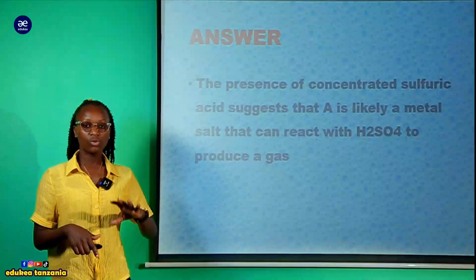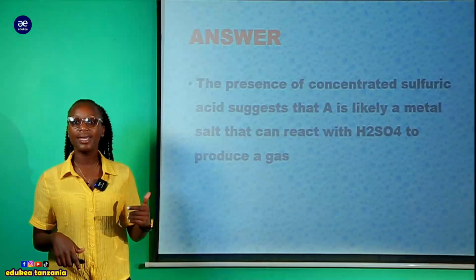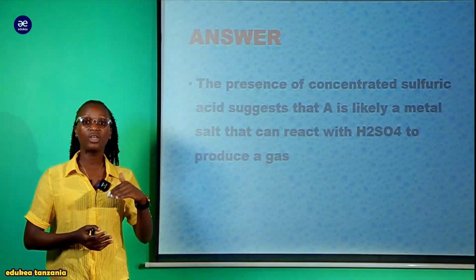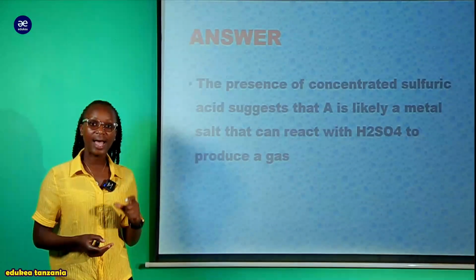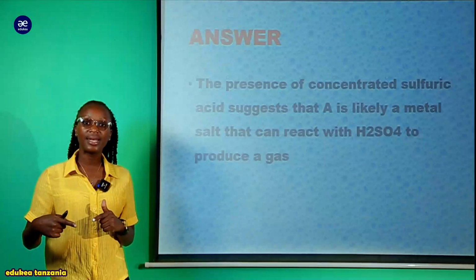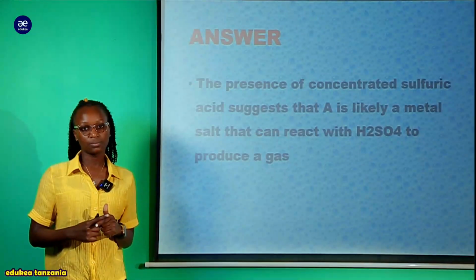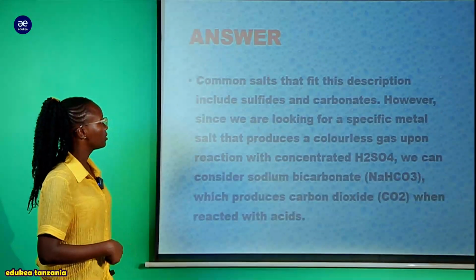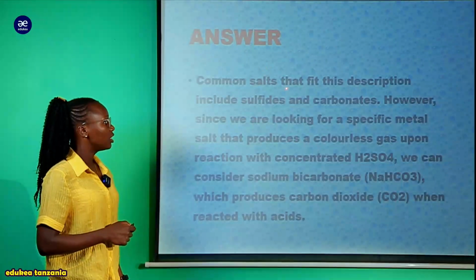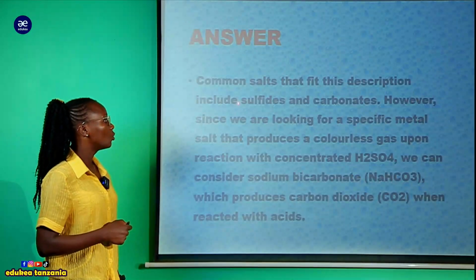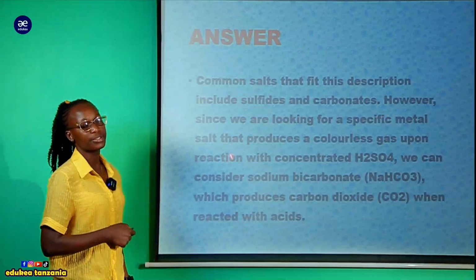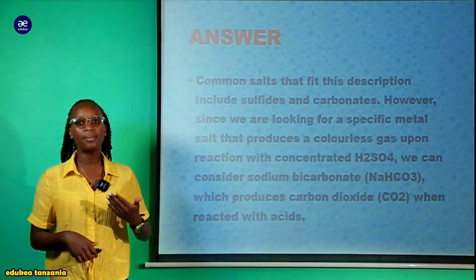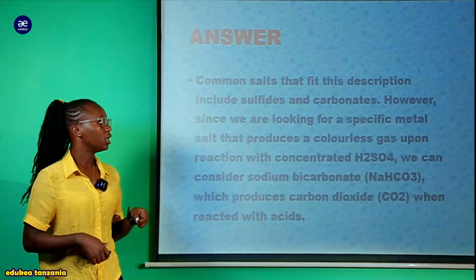Kwa hiyo kumbe tunaweza kujua kwamba kumbe ile A ilikuwa ni nini? Ni salt, metal salt. Ina maana ni salt ambayo ipo associated na metal fulani ambayo ikireact na sulfuric acid conc inaenda kutupatia gas ambayo hiyo gesi ina sifa za kuwa colorless. Okay, now let us proceed. So common salts that fit this description include the sulfides and carbonates. Kwa hiyo metal carbonate, metal sulfide itafiti hiyo description.